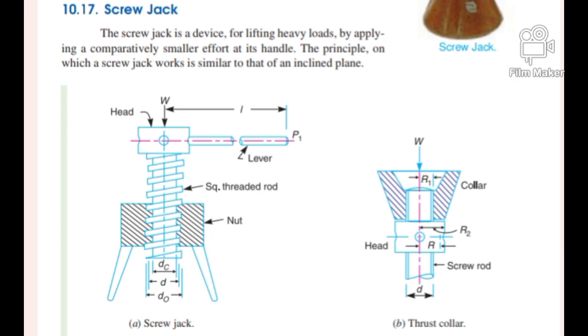The diagram shows the screw jack. So the screw jack has thread. As we know, we have two types of threads, V threads and square thread. In screw jack they use square thread. So here there is a friction between the thread and the nut. While turning the screw, it will lift the loads. It can lift heavy loads.